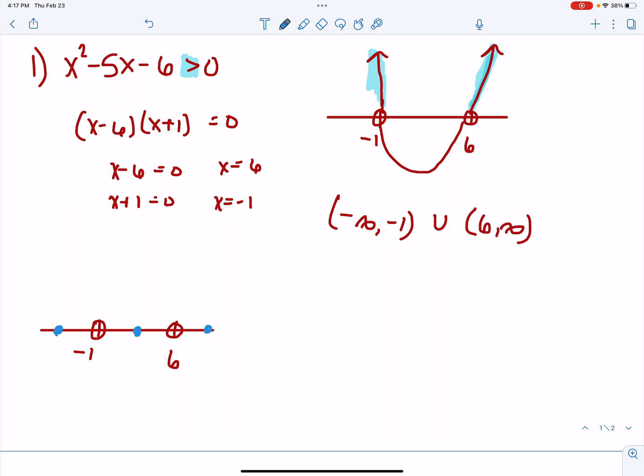And that's going to help us see if it's greater than 0, then it's positive. If it's less than 0, then it's negative. For example, I might plug in negative 2, and let's see what happens at negative 2. I'm going to use the factored form. Negative 2 minus 6 is negative 8, which is negative. Negative 2 plus 1 is negative 1, which is negative. A negative times a negative is a positive, which means that to the left of negative 1, my sign is positive, which makes sense because from here to the left of negative 1, it's positive.